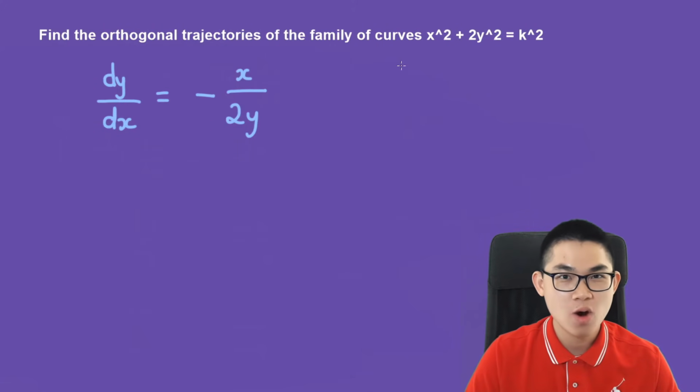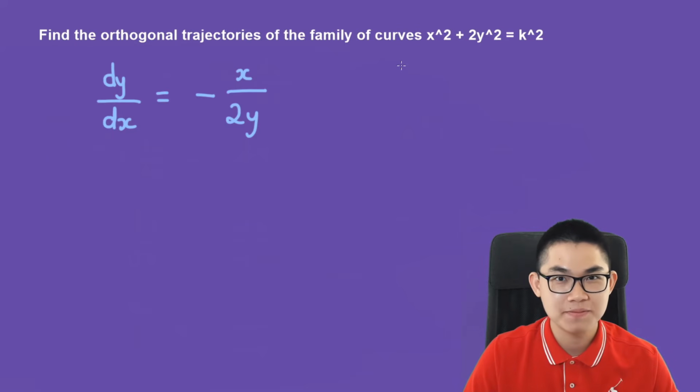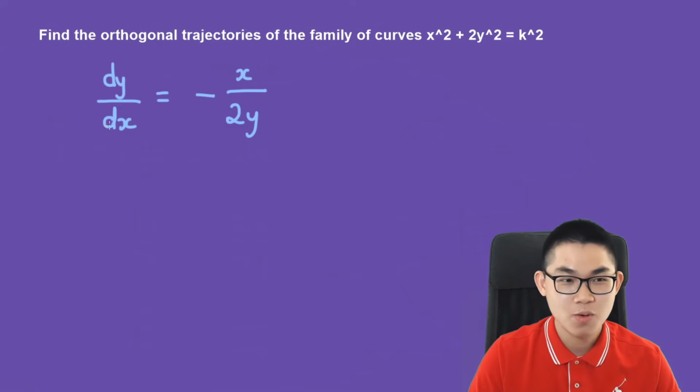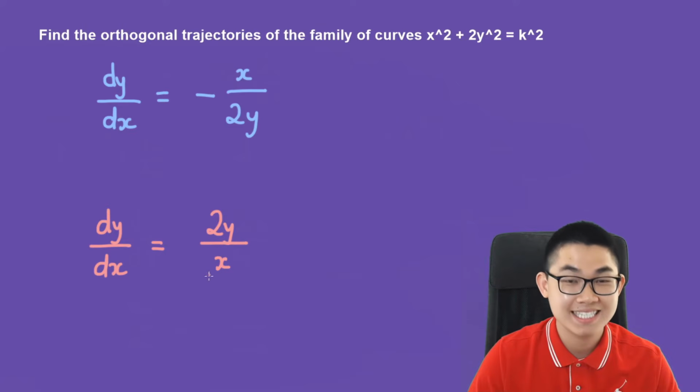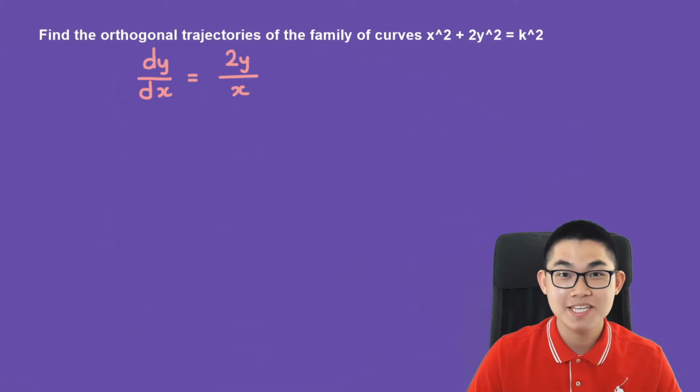So what is dy over dx for family B? Well, that's the second step. So we take the negative reciprocal. So we get dy over dx is equal to positive 2y over x. And the last step is to find the actual equation for family B.